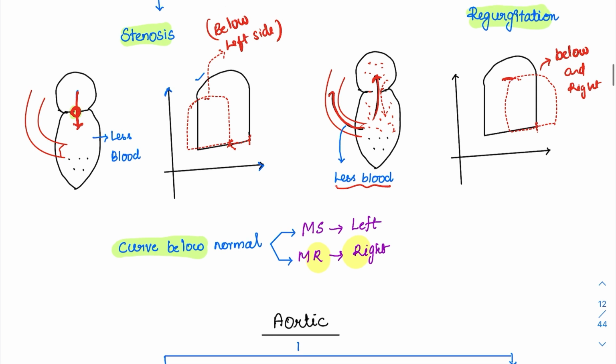Just the mnemonic is easy. You just see the diagrams. Curve below and to the left, mitral stenosis. Curve below and to the right, R is the regurgitation. That's it. Now coming to the aortic.